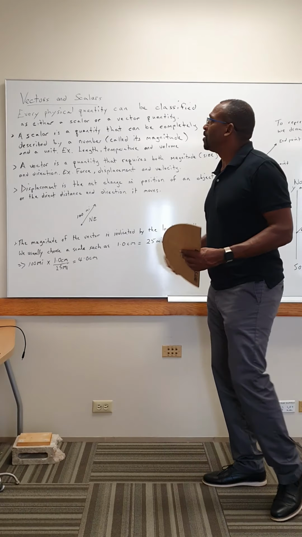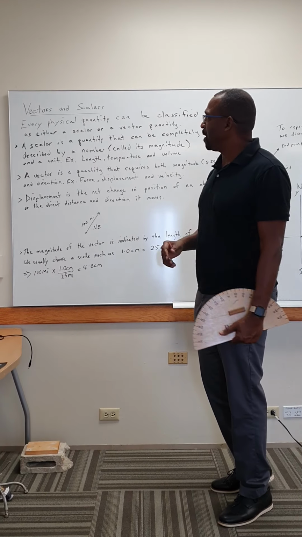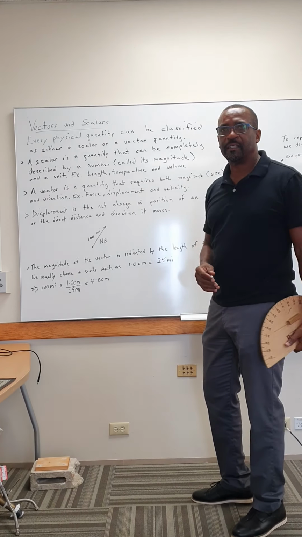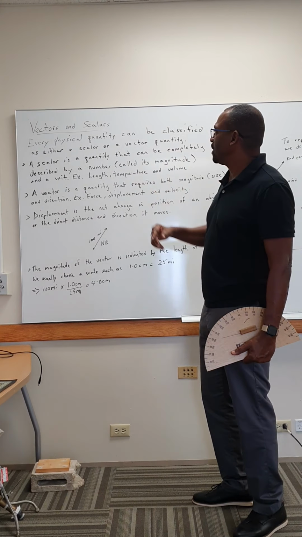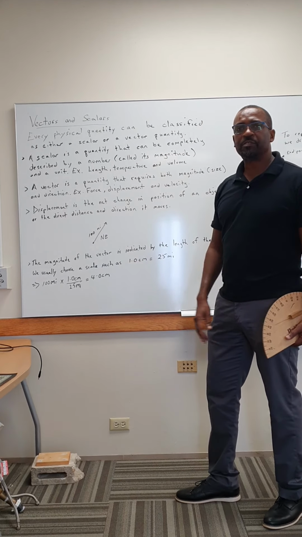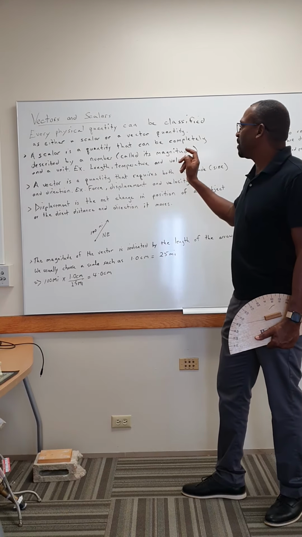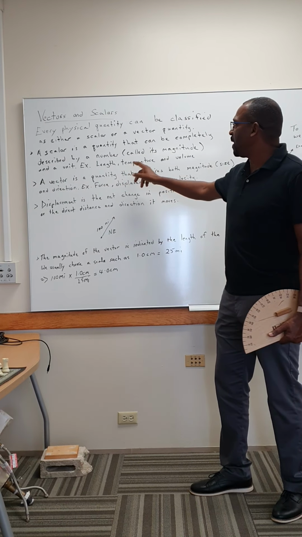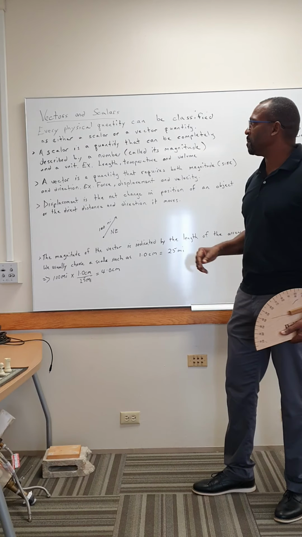Morning class. Today we'll be discussing vectors and scalars. Every physical quantity can be classified as either a scalar or a vector quantity. A scalar is a quantity that can be completely described by a number, called its magnitude, as well as a unit. Examples of a scalar are length, temperature, and volume.